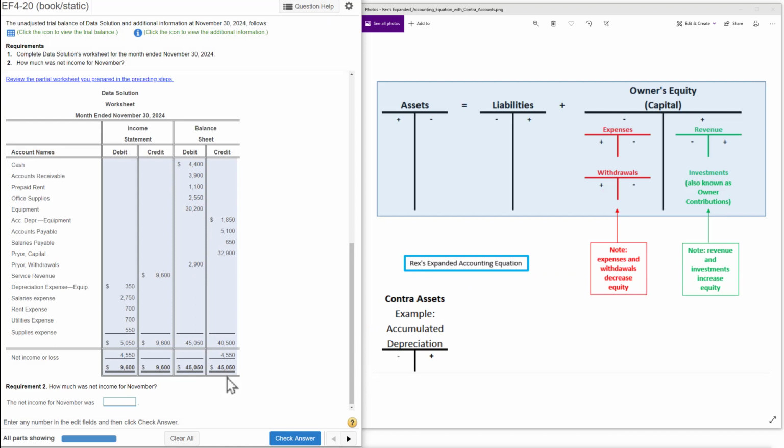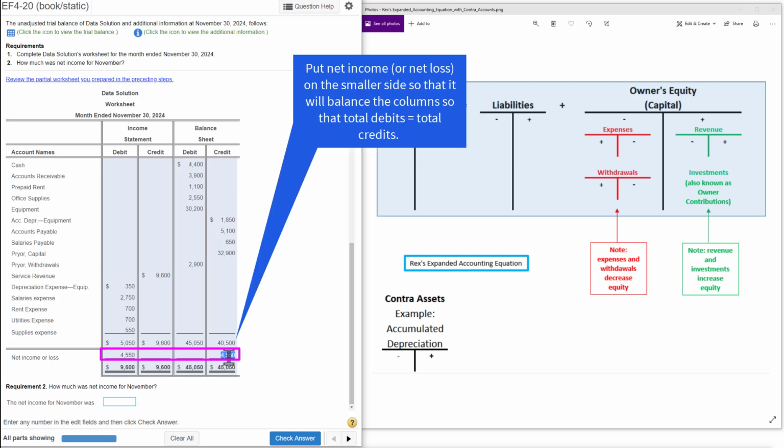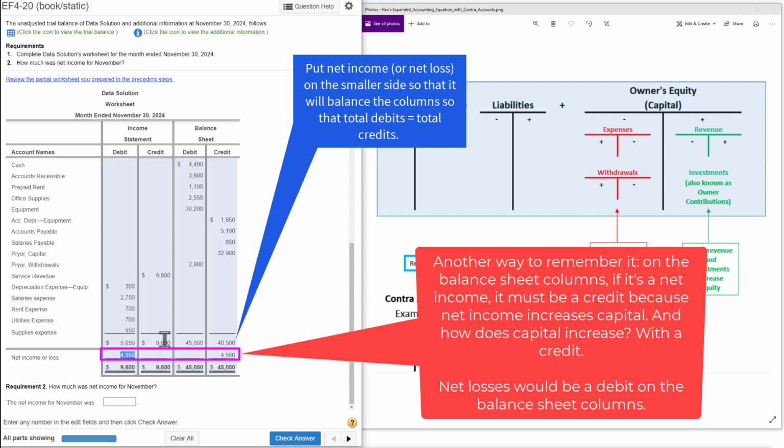One thing that confuses students a lot is which side the net income goes on. One way to remember is that both of these totals should balance, and the only way you can get them to balance is to put either the net income or the net loss on the smaller side. And since this is a net income, how do we know? Because revenues are larger than expenses. So this is a net income, not a net loss.